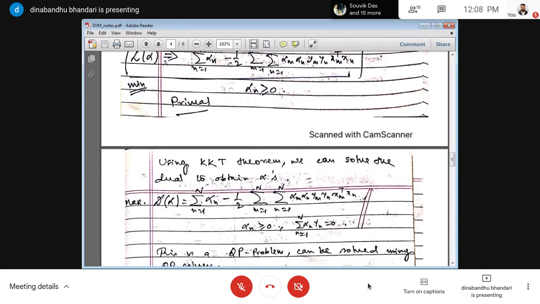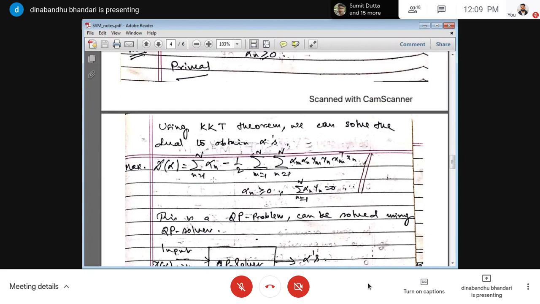This is clearly a quadratic function of alpha. There are linear terms, alpha 1, alpha 2, alpha 3, up to alpha n, and there are all the quadratic terms: alpha 1 alpha 1, alpha 1 alpha 2, alpha 1 alpha 3, alpha 2 alpha 1, alpha 2 alpha 2, like that. These are the coefficients for the quadratic terms. If we have all the points, we can always calculate the dot product of them and multiply by their labels to get these. Together with the minus half, they are the coefficients, and the coefficients of the linear terms are 1. And these are the constraints we have to fit.